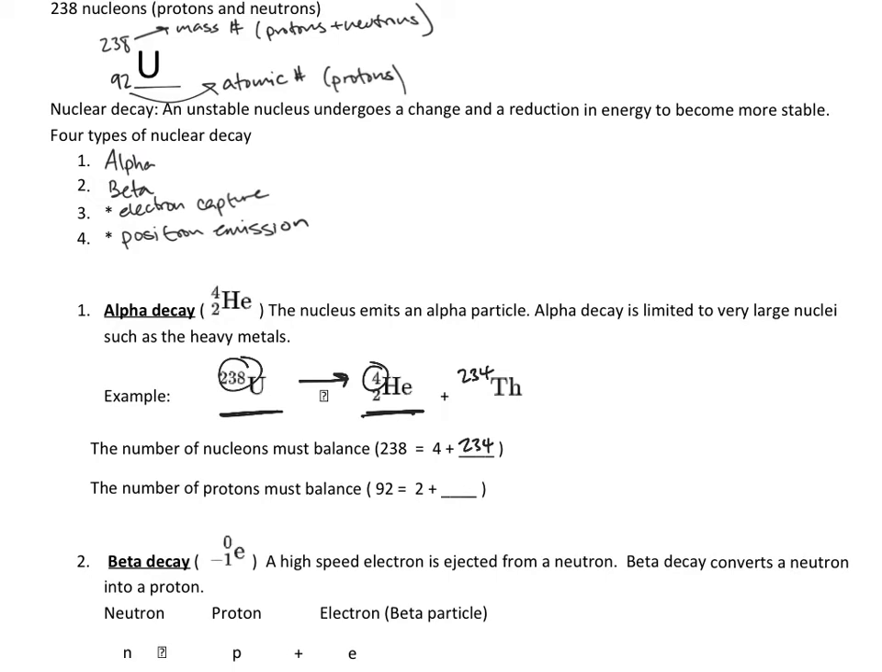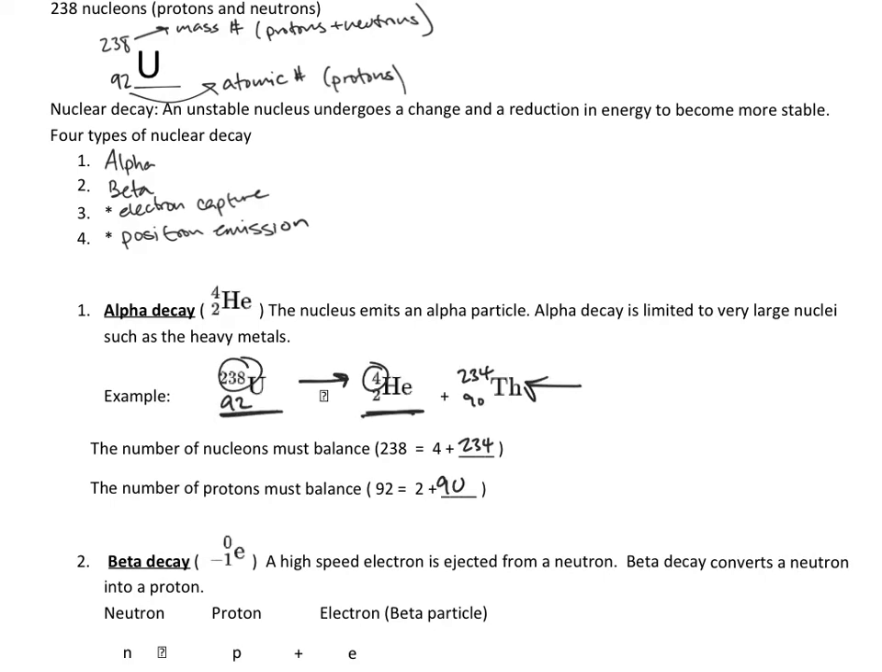And then you've got to do the same thing with the number of protons. On the bottom, you've got 92 protons for uranium. Helium takes 2 of them, which leaves 90 left over. And if you go look at 90 on the periodic table, that is the element thorium, which is TH. Already represented for you there.